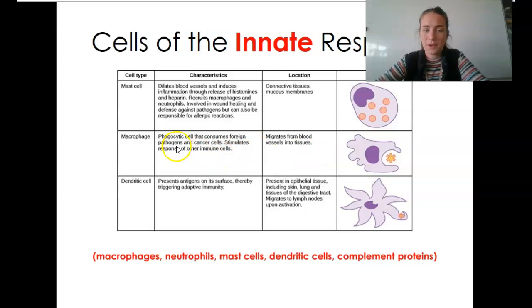Macrophages. Macrophages move through the lymphatic system, so just through your lymphatic fluid. They can migrate from blood vessels and move through tissues. Their biggest role is that they can release cytokines, so they can signal each other, they can signal other cells, and they are a phagocyte.